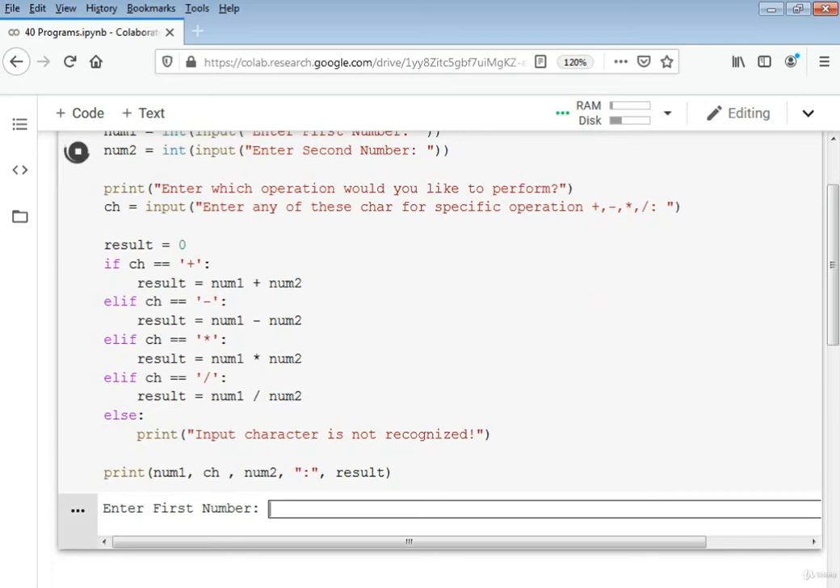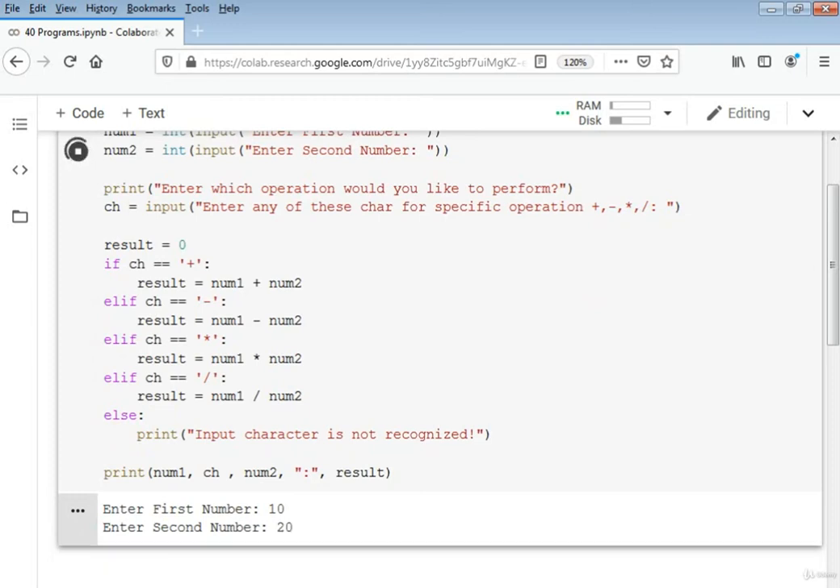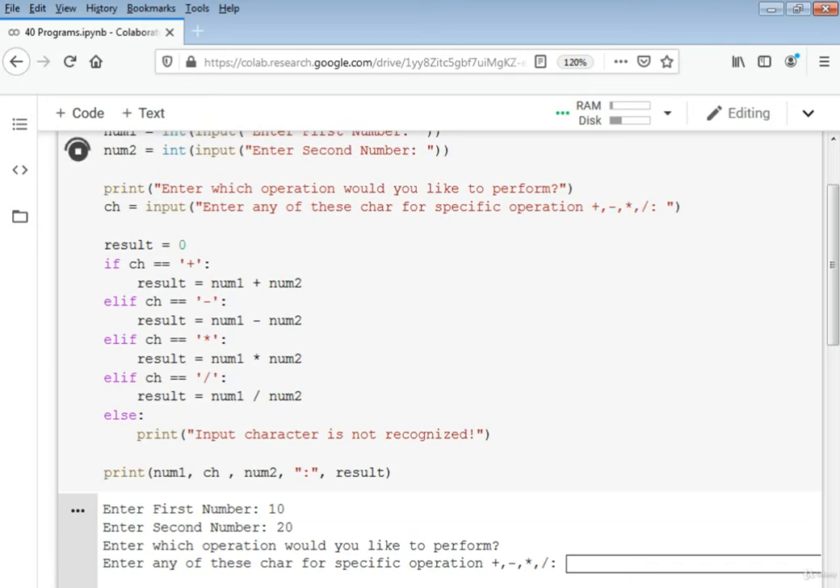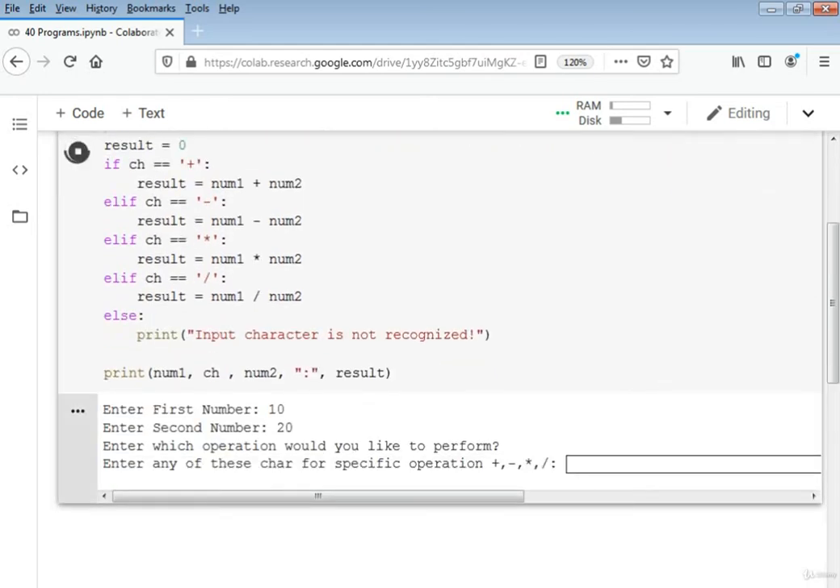So you see here, I will scroll down, enter first number. We will enter the first number, say the number 10, and then it will ask us to enter the second number, say 20. Then it asks which operation would you like to perform. So we will have to choose between these symbols. You see that we have specified here that the choice can be only these symbols.